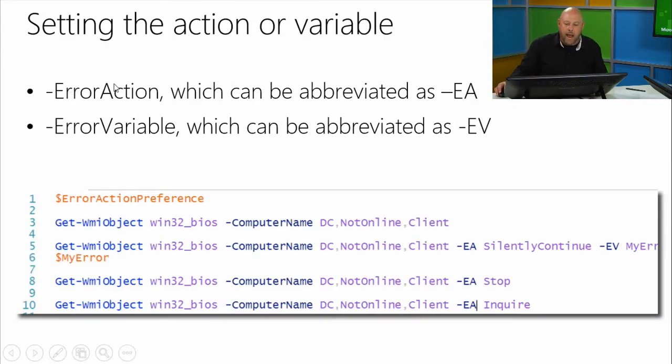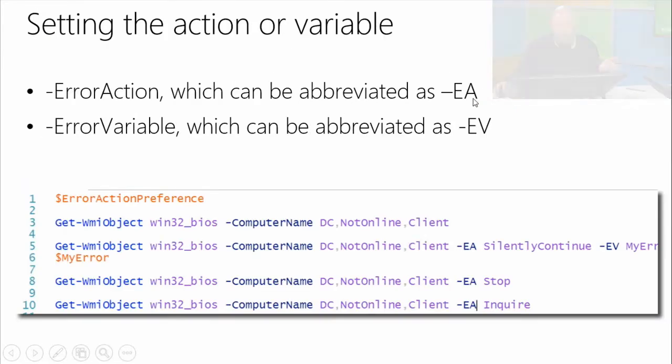We've got ErrorAction, which can be EA, and we've got ErrorVariable. ErrorAction means we can change the action that PowerShell is going to take, and we can store the errors in ErrorVariable. Now, if I store the errors in ErrorVariable and I wanted to make an error log, I could probably just Out-File that variable, but we'll get there.